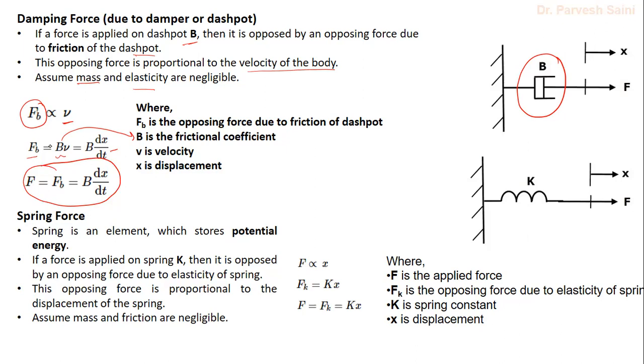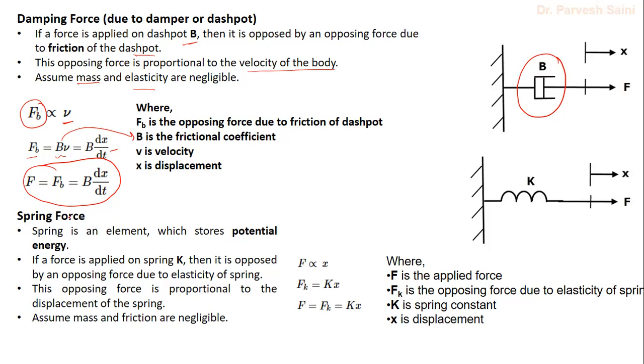We may have a mechanical system which combines all these three components: mass, damper, and spring. In that case, we need to know individually how these systems can be expressed mathematically, right? Eventually, when we have to determine the transfer function of such a system, we will combine all these equations and try to frame a single equation, right?